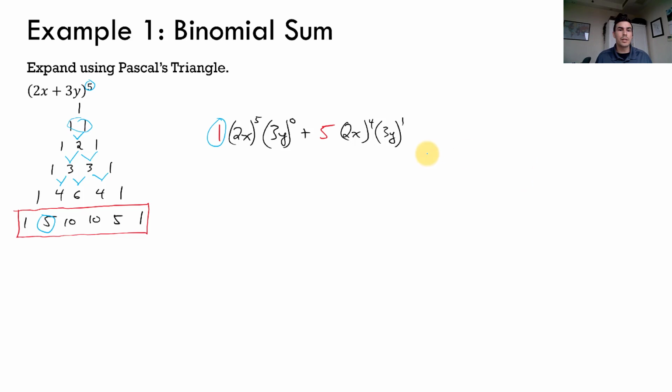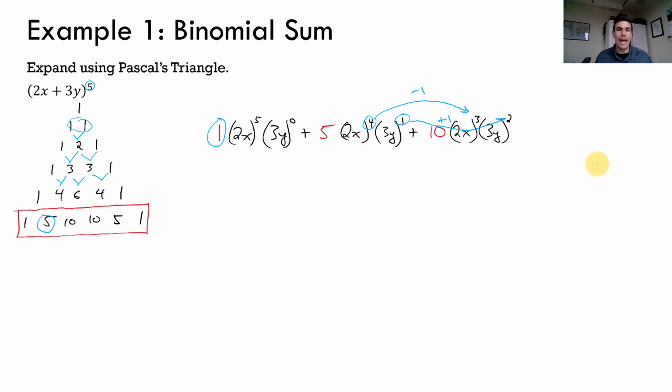So now I'm going to have 2x to the fourth, 3y to the first power. Plus now, again, I have 10, and I get that from my triangle, 10 times 2x to the third, 3y to the second power. Again, I am subtracting 1 from the 4 in order to get this 3, and I am adding 1 to get that 2. So I'm subtracting a power from the first term, and I'm adding a power to the second term.